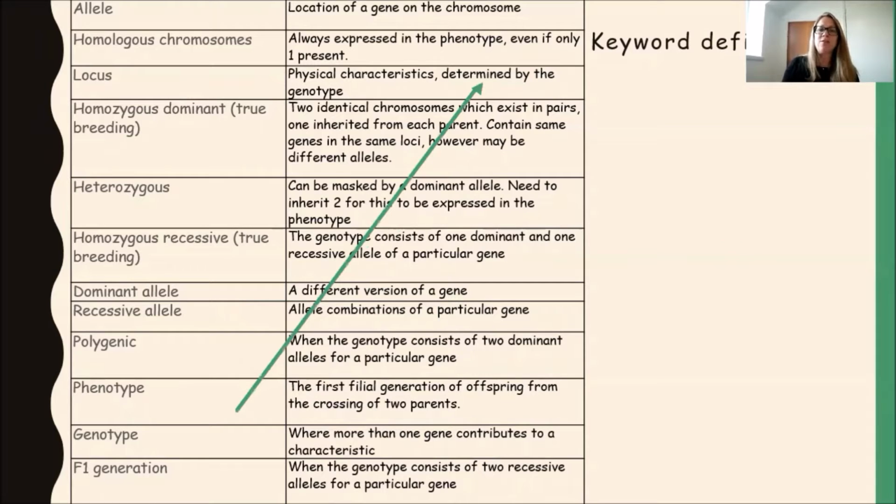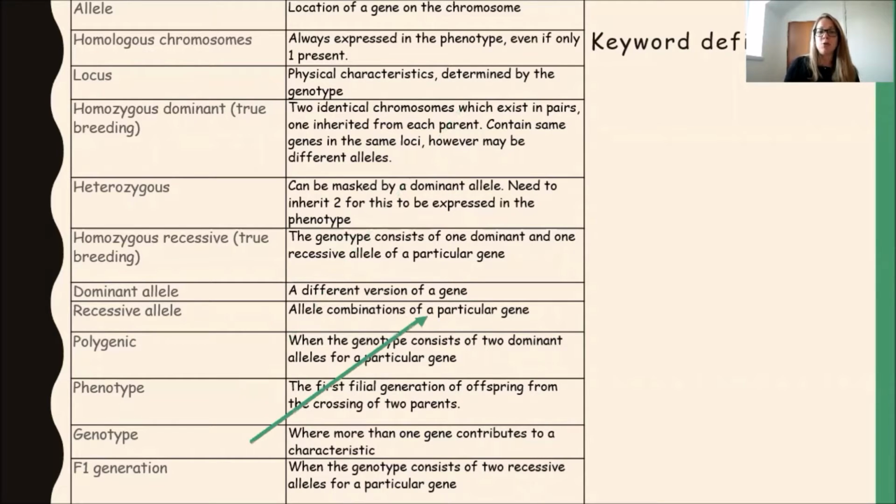Phenotype is literally the physical characteristics determined by the genotype. Now, it might not be something you see. For example, we can talk about your blood type, your actual blood type that you are. So, for example, if you have blood group A, that would be your phenotype. So it might not be something we can actually see, but it is your physical characteristics.